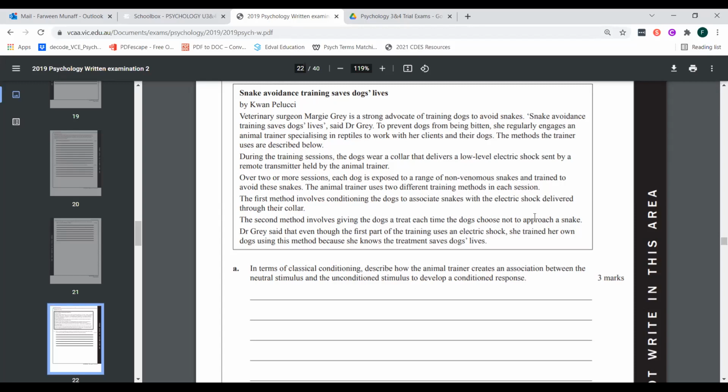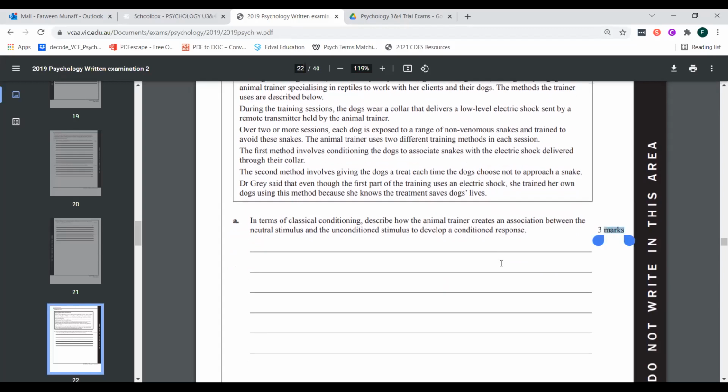So question 3A says, in terms of classical conditioning, describe how the animal trainer creates an association between the neutral stimulus and the unconditioned stimulus to develop a conditioned response. So this question is worth 3 marks because it's basically you describing that 3-phase model of classical conditioning. You don't even have to talk about the 3 phases in a specific order there, but you will be drawing on your knowledge of what the 3-phase model involves in order for you to write your answer here.